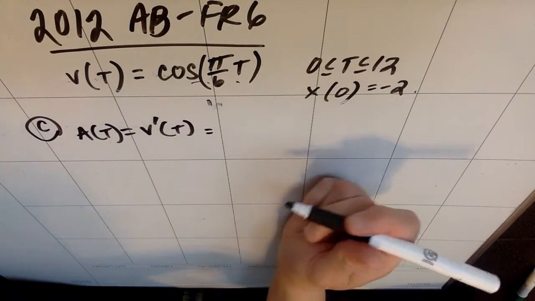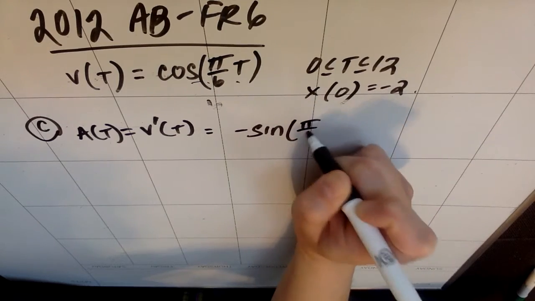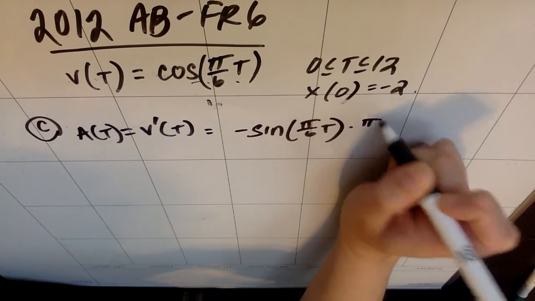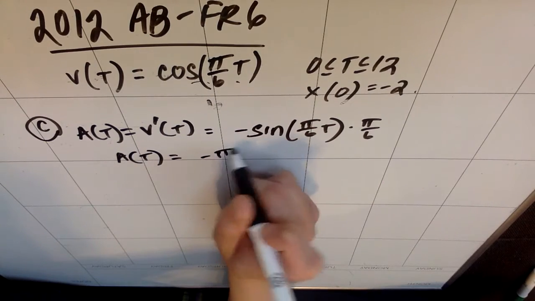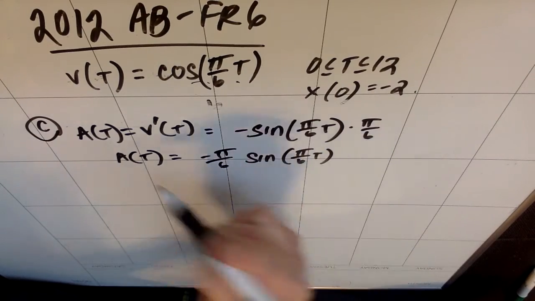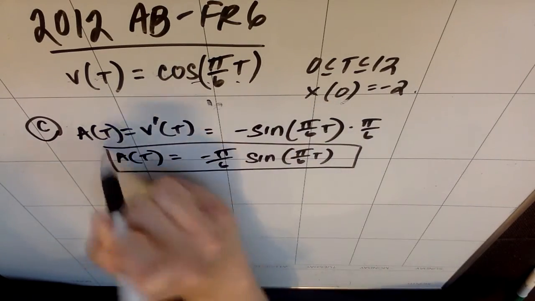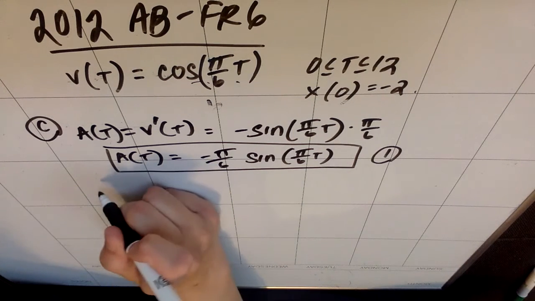So when I differentiate this, I need the chain rule. The derivative of cosine is negative sine of whatever's inside the sine times the derivative of the stuff inside the sine. So I end up getting that a of t is negative pi over 6 times the sine of pi over 6 t. So that's my a of t. That's the first thing they asked me to do, right? Awesome. First thing done.